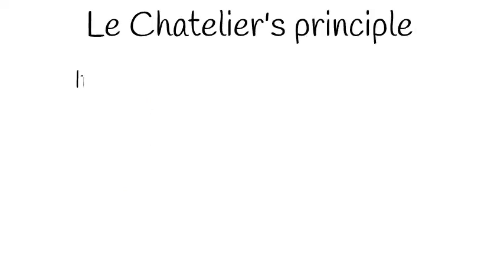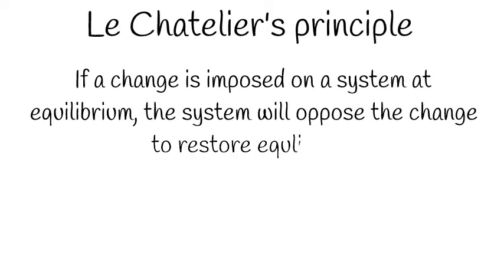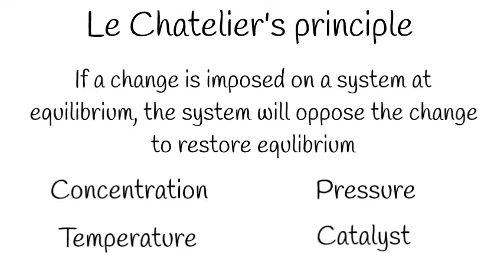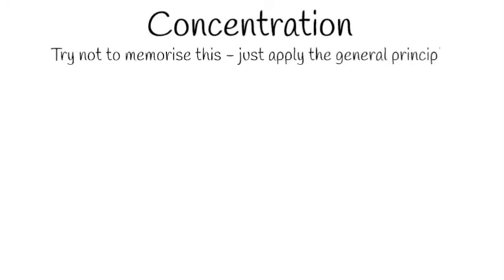The next big part of equilibrium is to look at Le Chatelier's principle. Excuse my French. This principle states that if a change is imposed on a system at equilibrium, the system will react to oppose that change to restore its equilibrium. And there are 4 different changes that we will study that we can impose on the system. These are concentration, pressure, temperature, or the use of a catalyst. Let's start by looking at concentration. And just a note, try not to memorize everything that's written in these slides. Just try and apply the general principle.